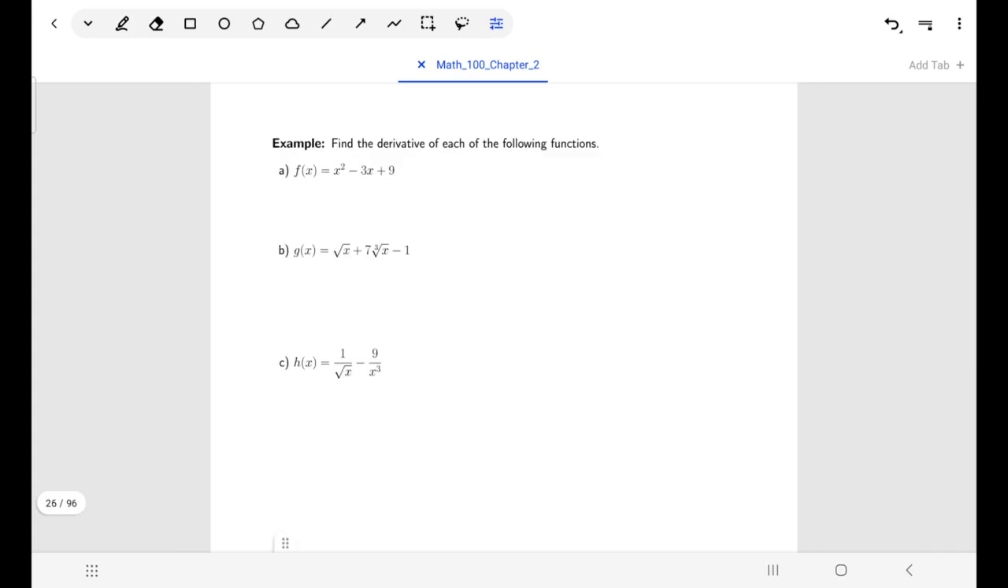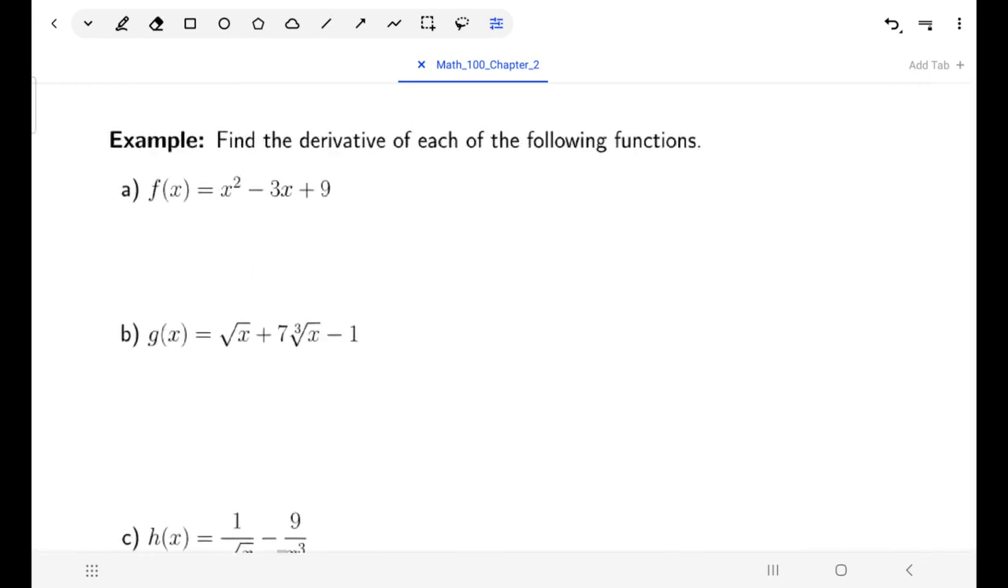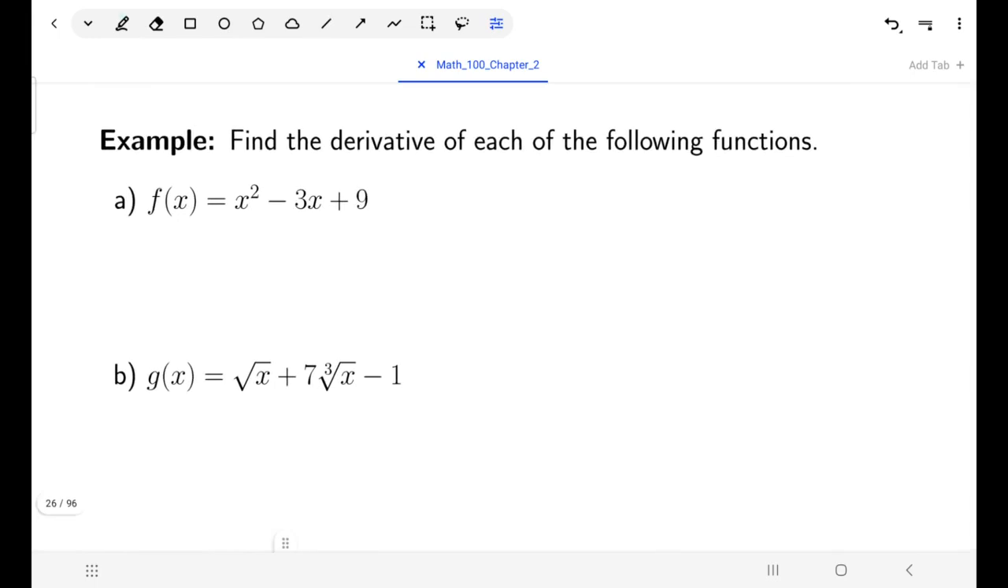Okay, so let's find the derivatives of these functions. For this first one, I'm going to do probably way more work than I would expect you to do. I just want to, for the very first time, show you using all of the derivative rules one by one. So if I'm looking at the very first problem, f of x is this function, x squared minus 3x plus 9. If I'm looking at finding my derivative, I can see that I've got 3 terms that are being added and subtracted from each other.